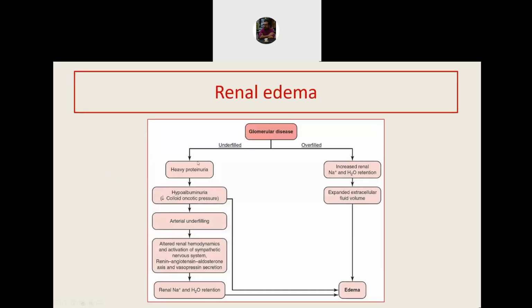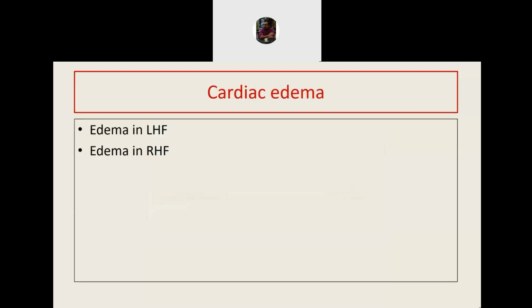The same thing has been illustrated here, which you can see when you go over this video over YouTube. This is the same mechanism that has been explained with more words. Now, cardiac edema I have already discussed, so I'll quickly overview this.